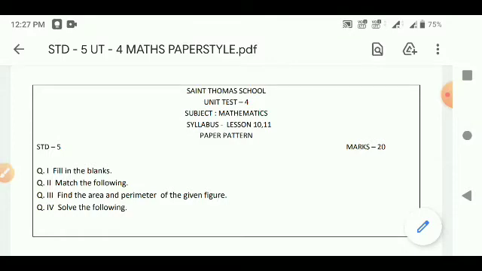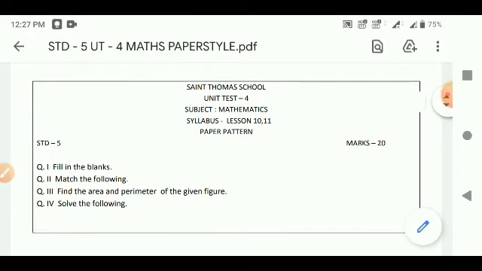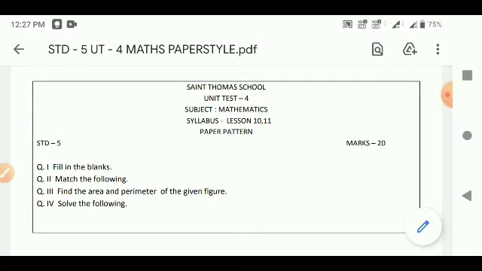Question 1 is fill in the blanks. I have already shared the fill in the blanks from lesson number 11, and today we will see other fill in the blanks from the workbook. Then question number 2 is match the following, which can be asked from lesson number 10. Question number 3, find the area and perimeter of the given figure.